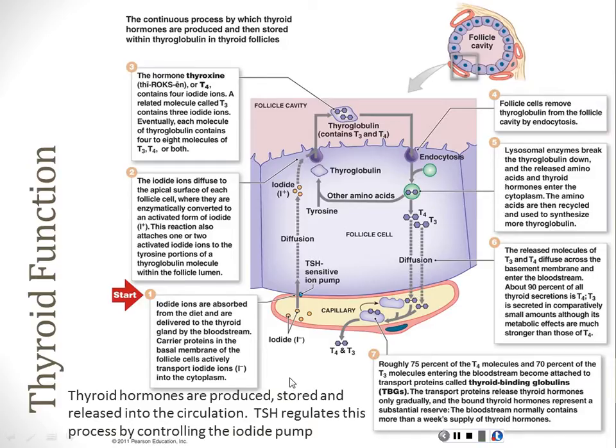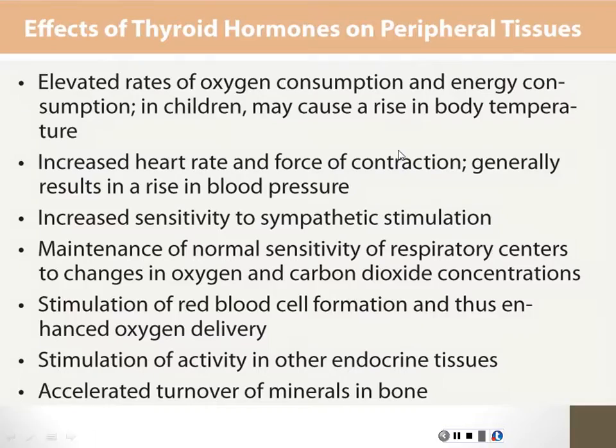Okay. So, a little synopsis here. The hormones are produced here, right? Stored here, and then released into the circulation. And TSH regulates that process by controlling this pump at the beginning. Now, TSH actually plays a role on this side of the process too, but your book doesn't talk about that. So we'll leave that for another day. Okay. So thyroid hormone and thyroid function.